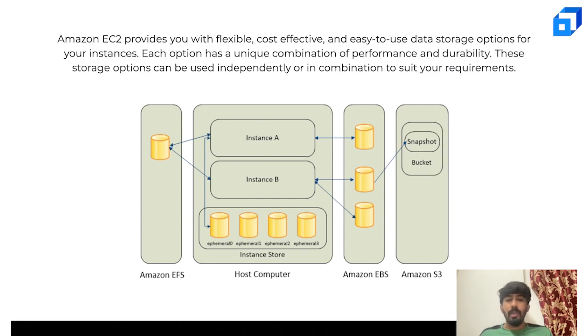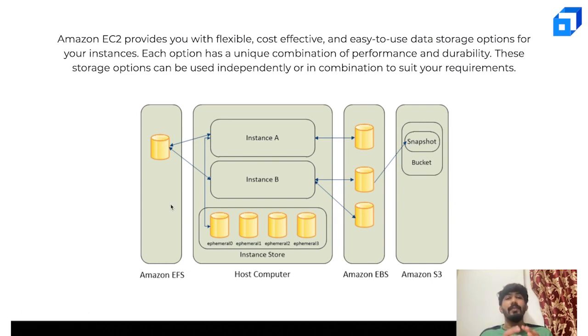So over here from the image you can see, this is one instance, this is another instance. So let me just give you a brief about these different types of storage. The first one is Amazon EFS. Amazon EFS is Elastic File Storage. Basically EFS provides you shared storage, so you can have one storage and you can attach it to multiple instances.